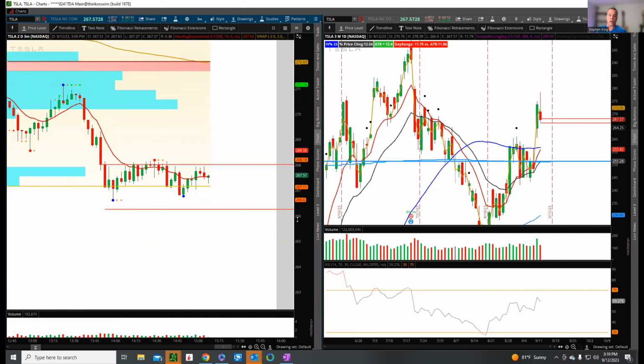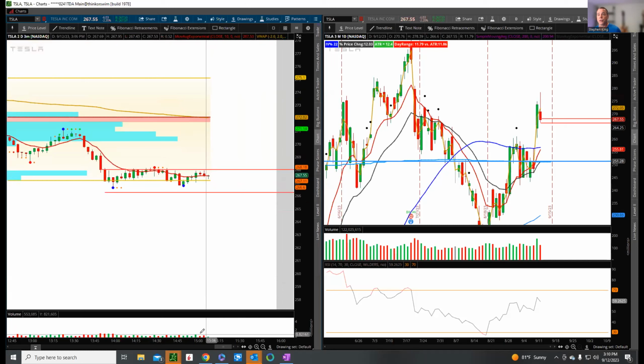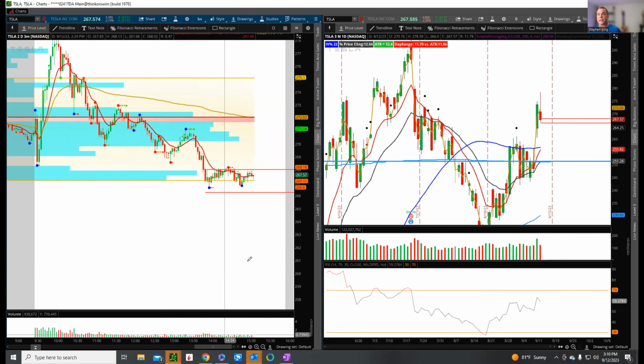Unless I'm seeing just a crazy awesome setup, I'm likely not to take a trade in the last hour of the day. But that said, let me walk you through a couple things here, right? So here's the setup on the 3-minute. At this time of day, 3 o'clock in the afternoon, really after 1 o'clock, I'm not using the three personally.